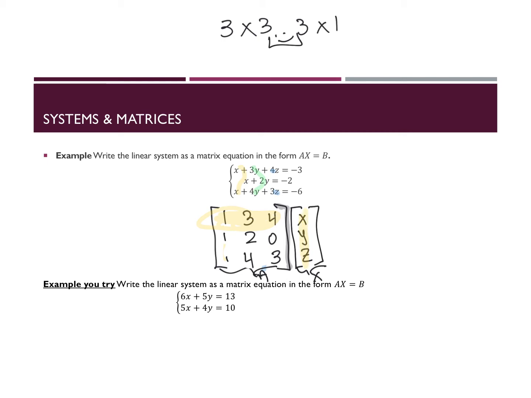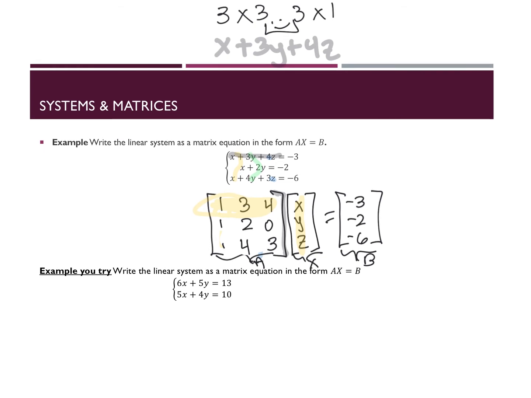So we would still have our x plus 3y plus 4z, which is the same thing as equation 1. So if I were to multiply it, we would get what we started out with. And then we have what our system equals for equations 1, 2, and 3. This is matrix B. And that's all you have to do to write the linear system as a matrix equation. I want you to take a minute or two and try the example.